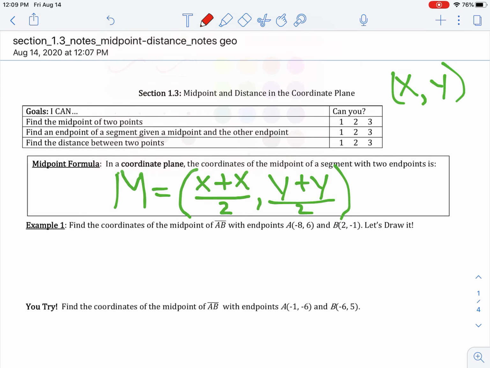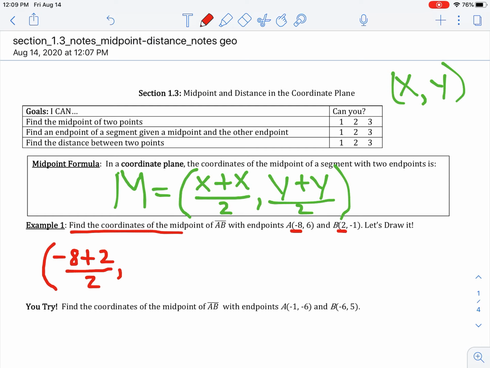All right, so let's go explore example number 1. It says find the coordinates of the midpoint. So find the midpoint, so we're going to plug it into the formula. All right, now remember, the x is the first number inside the ordered pair. So our first x is a -8, our second x is a 2. So let's plug it into our formula. All right, here we go. I'm going to do x plus x. So I see a -8 plus, and then a +2, and divide by 2. So I set it up first.